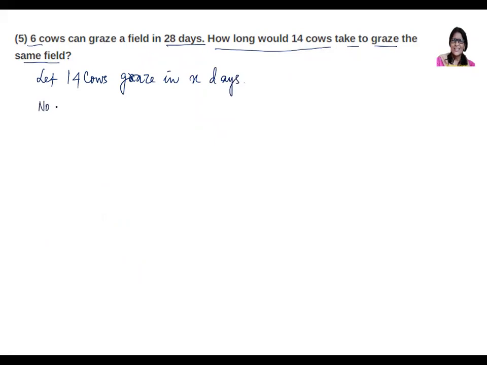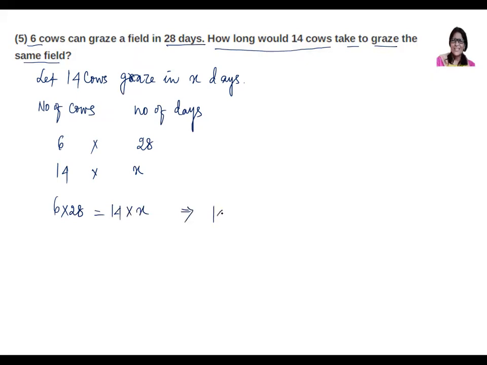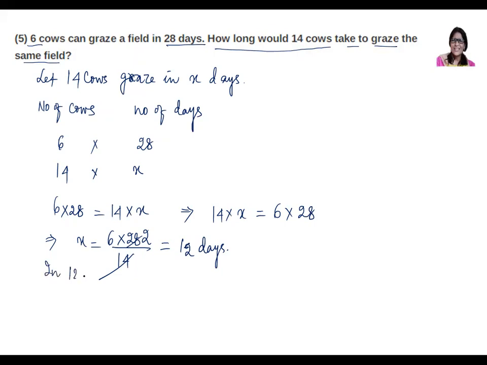Then write number of cows, number of days. Number of cows is 6, number of days is 28, number of cows is 14, number of days is X. Multiply, make it equal. 6 multiplies 28 is equal to 14 multiplies X, or X is equal to 6 into 28 upon 14. 14 twos are 28, so 6 fours... 12 days. They will graze in 12 days. You can write the statement: in 12 days, 14 cows can graze the field.